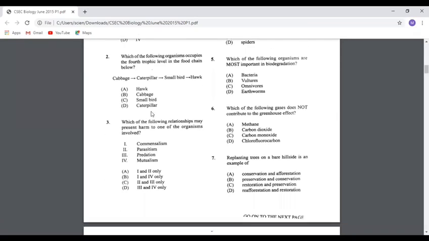Question 3. Which of the following relationships may present harm to one of the organisms involved? So I is commensalism. So commensalism, one organism benefits, but the other is not harmed. So that's out of it. Parasitism, one organism benefits, but the other is harmed, which is the host. Predation, one organism benefits, and the other is harmed, which is the prey. Then mutualism, as the word suggests, it's mutual, so both organisms benefit. So the answer would be anything with 2 and 3. So let's just look, and that would be C.